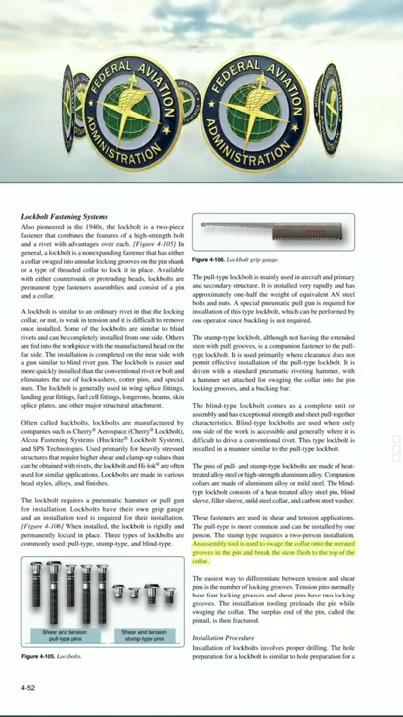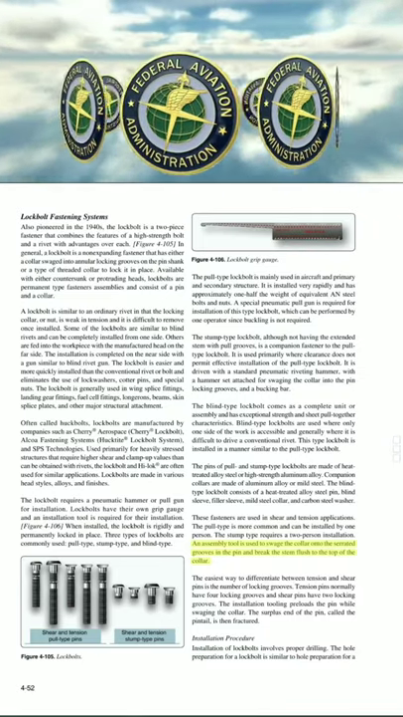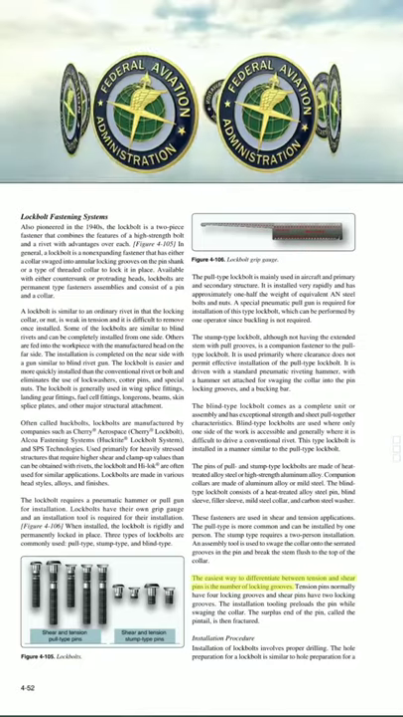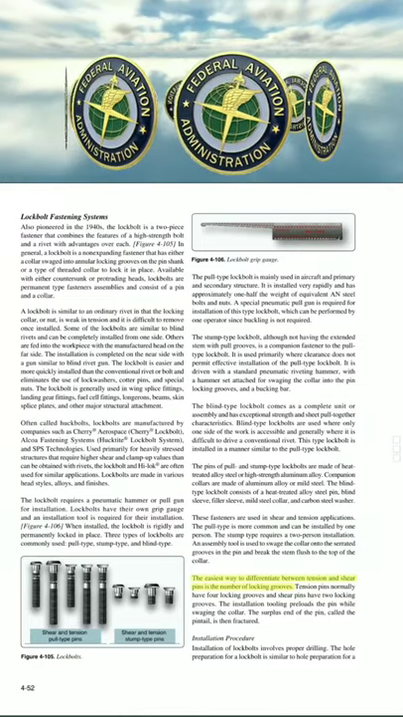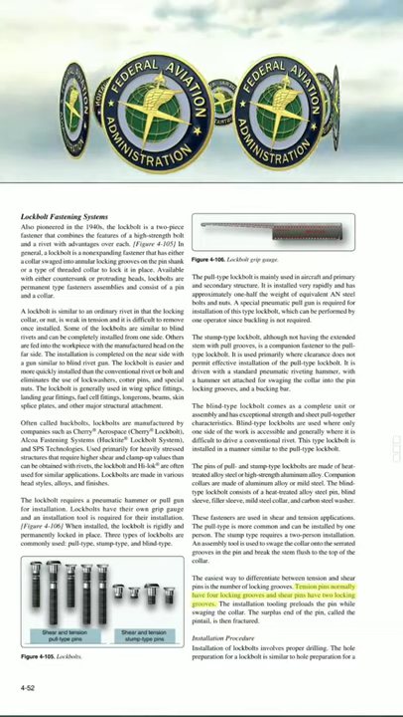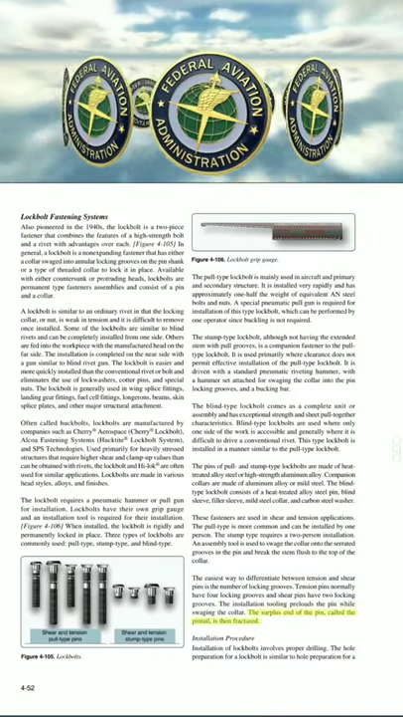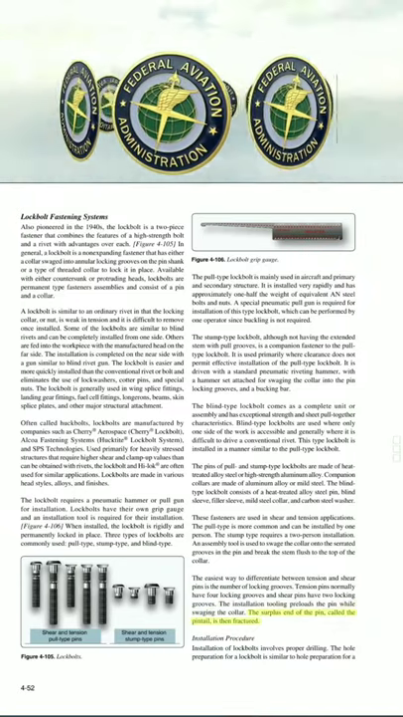An assembly tool is used to swage the collar onto the serrated grooves in the pin and break the stem flush to the top of the collar. The easiest way to differentiate between tension and shear pins is the number of locking grooves. Tension pins normally have 4 locking grooves, and shear pins have 2 locking grooves. The installation tooling preloads the pin while swaging the collar. The surplus end of the pin, called the pintail, is then fractured.